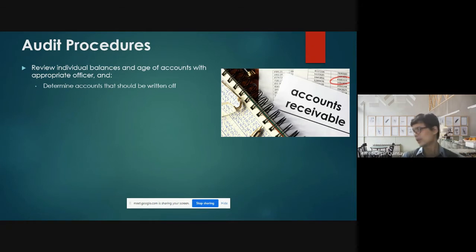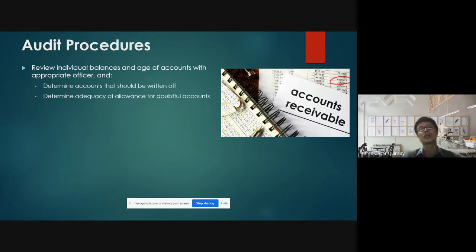Some of the accounts, for example, I have a consultancy client who has hundreds of millions of receivables, but half of those receivables date from way back in the 90s. Could you imagine that? They are still there. So probably they have to write off a big percentage of those receivables.